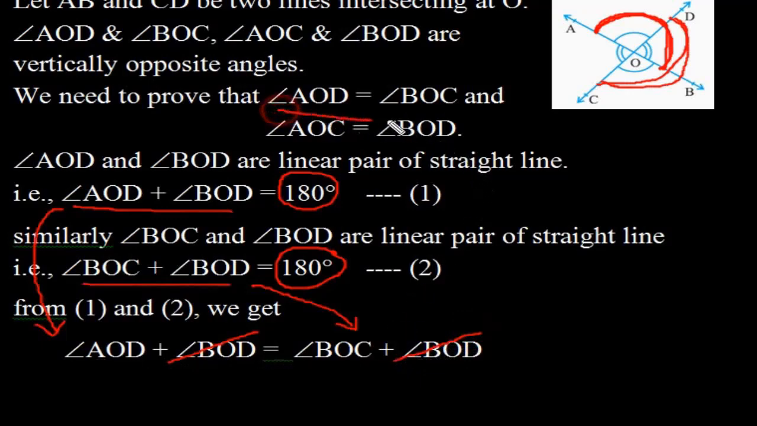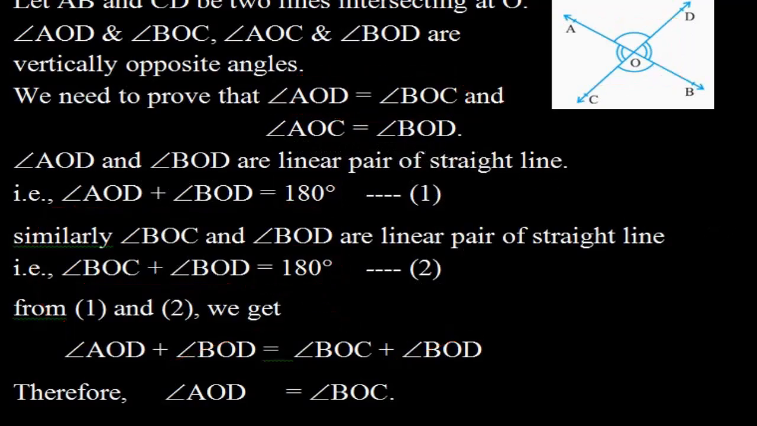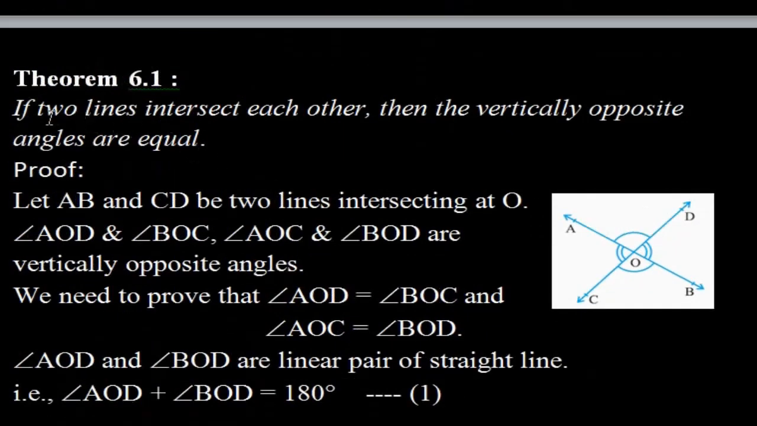That's what we had to prove: angle AOD is equal to angle BOC. Similarly, as we have done here, you can prove the second one, that angle AOC is equal to angle BOD. So what we learn from this theorem is, if two lines intersect each other, the vertically opposite angles are equal. This is very important. We are going to apply it in the problems.